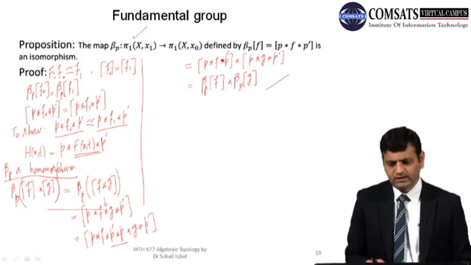So how do we show that this is an isomorphism? Consider this beta P prime.